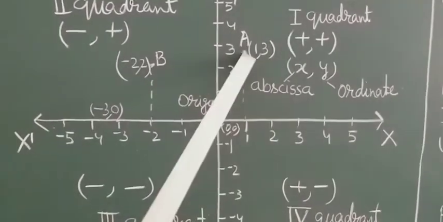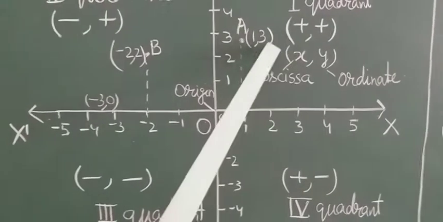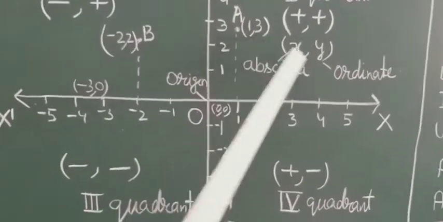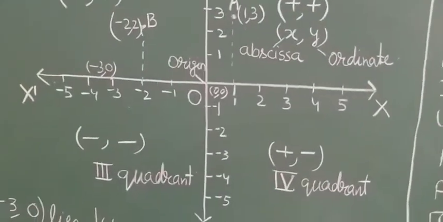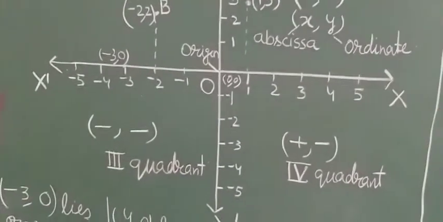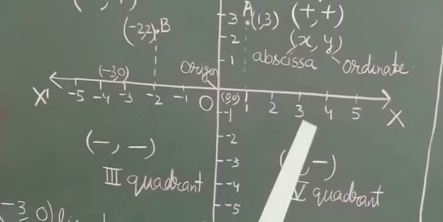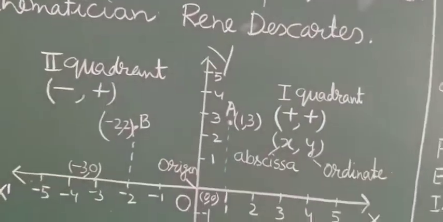It is called the coordinate of the point A. The first value is from the x-axis, the second value from the y-axis. x is known as abscissa and y is known as ordinate, and both together, students, are known as the coordinates of a point.